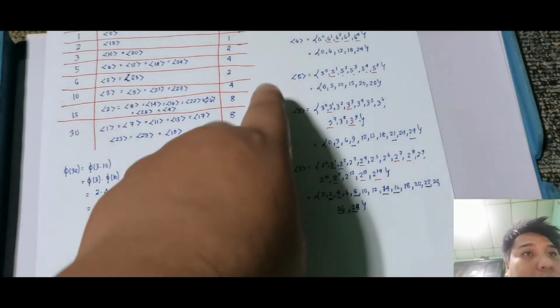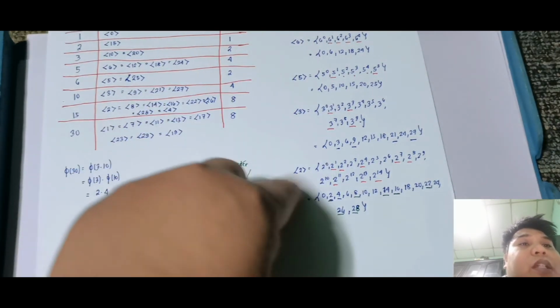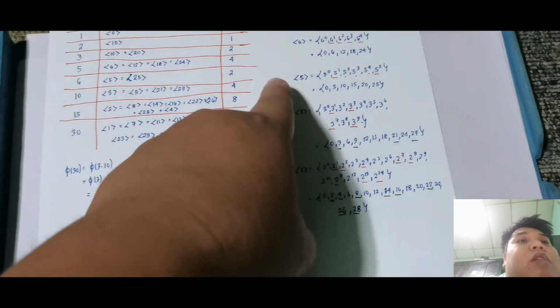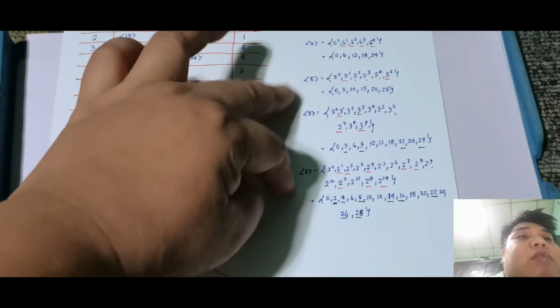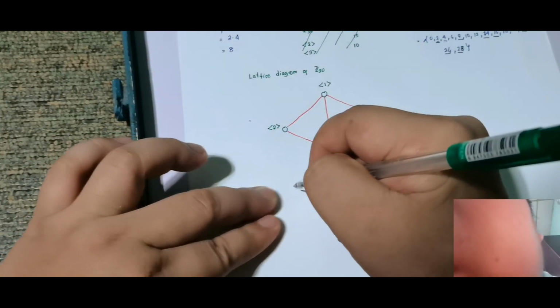Tapos, under din siya kay, I guess, 5. Okay, again, under siya kay 2 kasi may 0, 10, 20 dyan. Dito rin, may 0, 10, 20. So under siya sa 2 saka sa 5. So, I guess, place ko siya dito. So, dito na lang siguro.